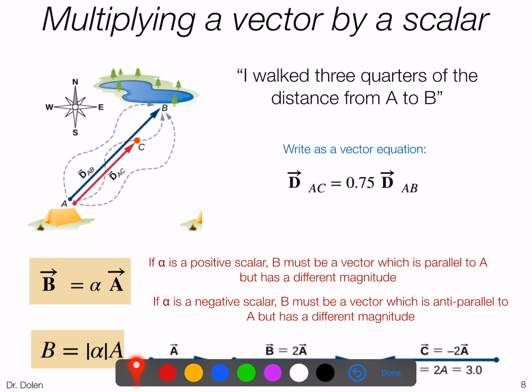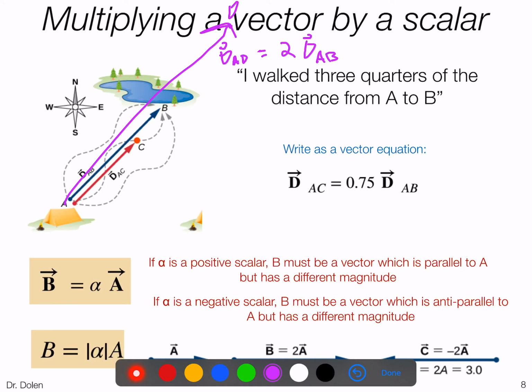Well, we can see it in the picture over here. If I multiply this vector, d from A to B, by 0.75, I get a vector which is pointing in exactly the same direction, but is 0.75 times the size. It's 3/4 the size, so it's not as long. If I had multiplied d from A to B by 2, I would have ended up way up here somewhere. Maybe call that point D. So d from A to D is equal to 2 times d from A to B.